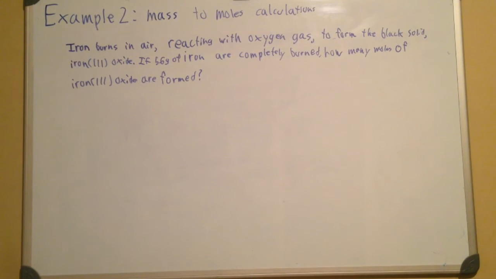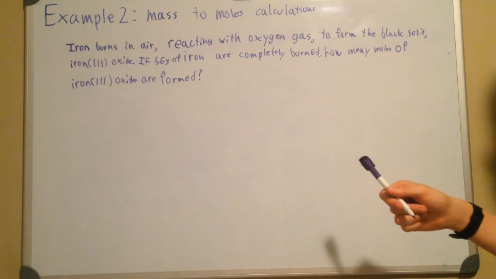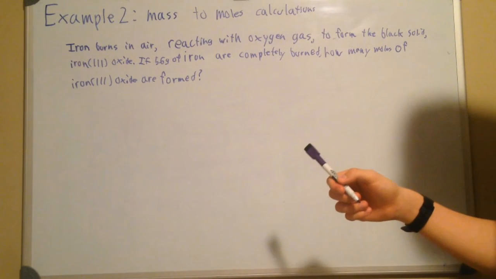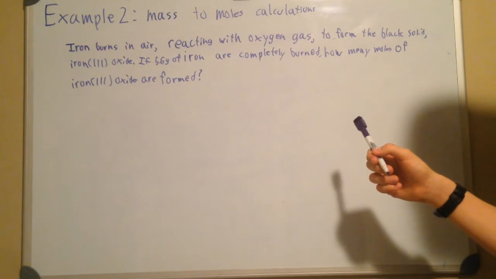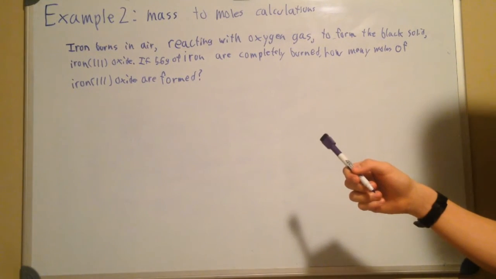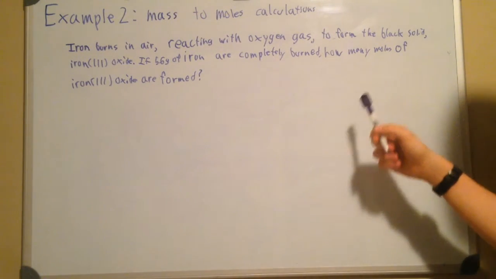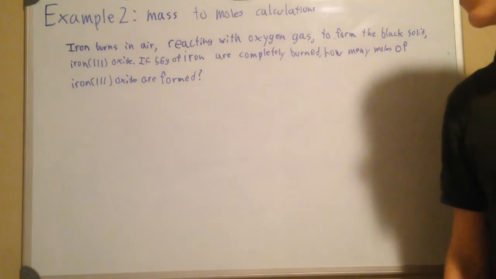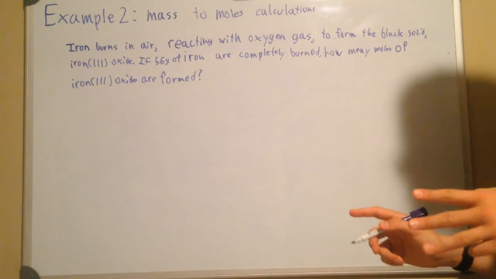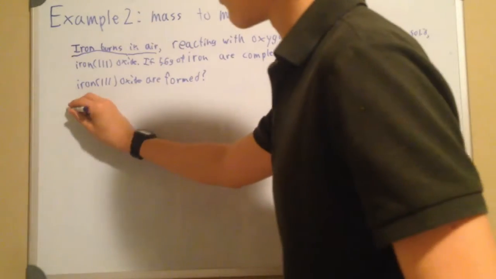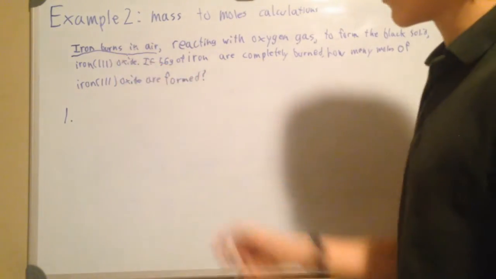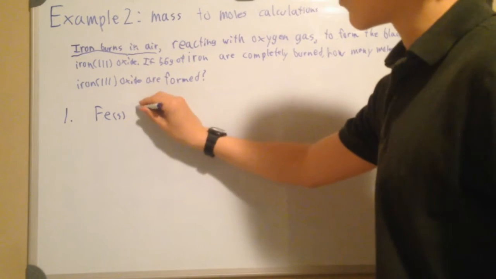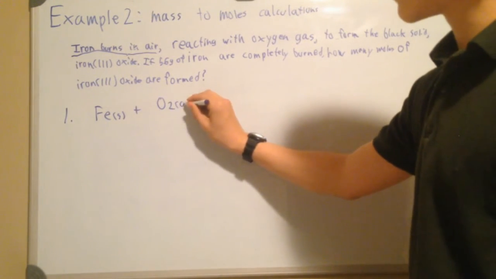Alright, next, for example 2, we'll be doing a mass to moles calculation. The example reads as follows. Iron burns in air, reacting with oxygen gas to form the black solid iron 3 oxide. If 5.6 grams of iron are completely burned, how many moles of iron 3 oxide are formed? Now, if you'll recall, the first of those steps is to write out our chemical equation. Looking at the problem, we see we're going to have iron on our left side, followed by oxygen, and it's going to form iron oxide, which is Fe2O3, if we balance the charges.